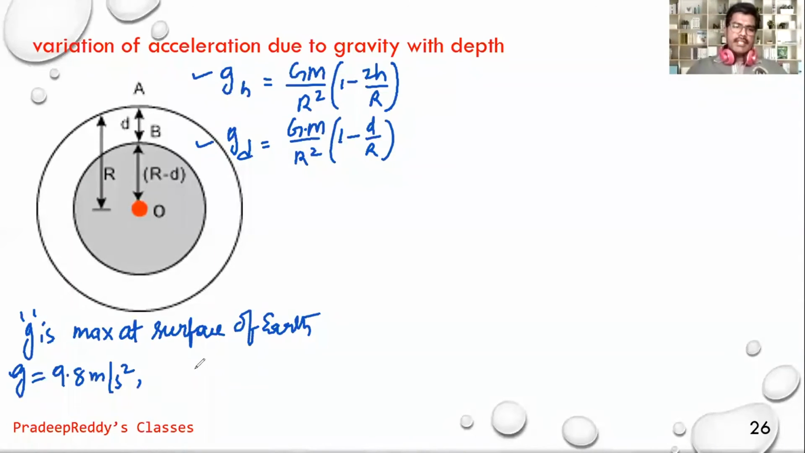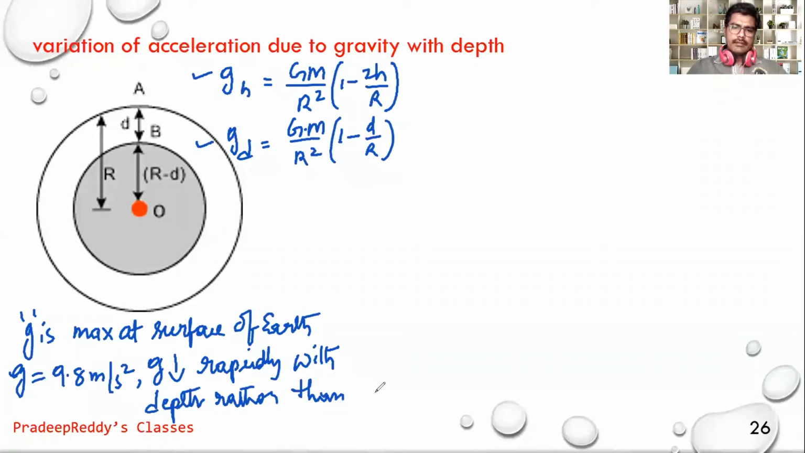And remember that g decreases rapidly with depth rather than height. So that means if you are going to a depth of 100 kilometer, the acceleration due to gravity decreases rapidly. It decreases more than the acceleration due to gravity at height 100 kilometer.